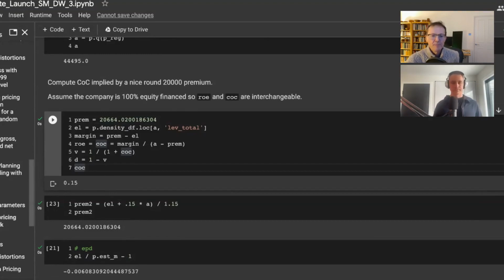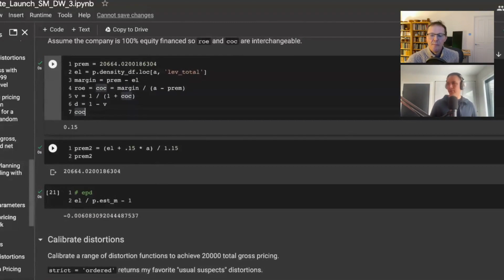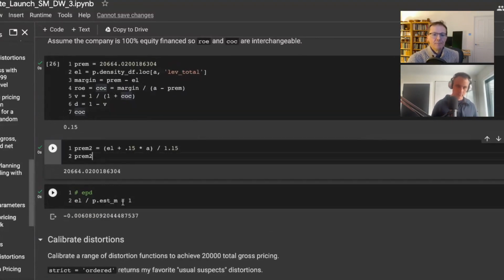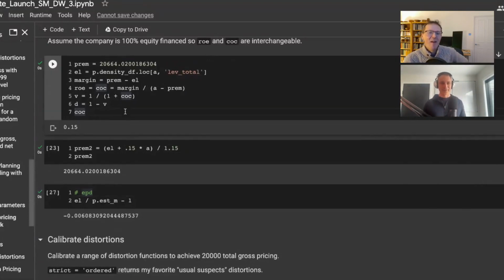Boy, a 3% rate increase just goes straight to the bottom line, if that's the way you're thinking about it. Although if you re-execute 21, we'll see the EPD should have come down a bit, right? Not by much. It didn't come down very much. Okay, we'll move on.